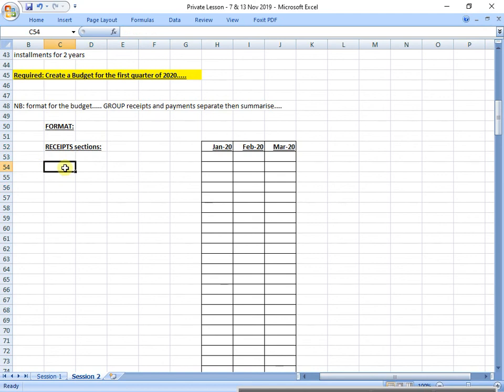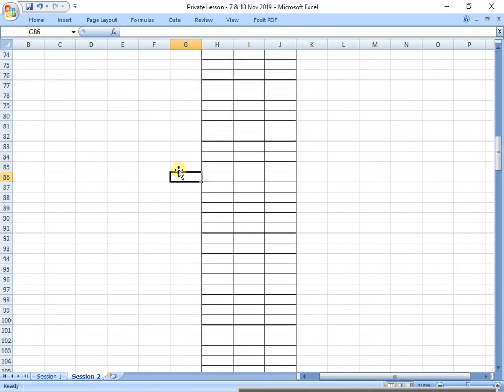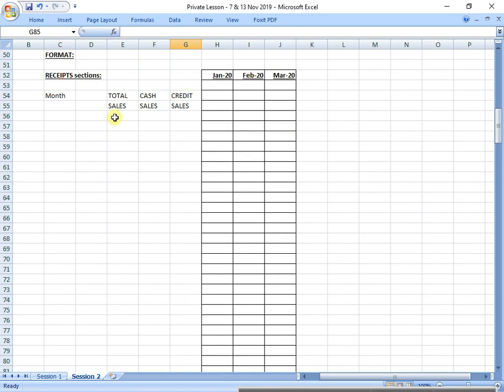So with your receipts, we're going to have to analyze different things. We obviously need the month. Then we need to look at the total sales. And remember, sales is income, right? I'm going to sell something. I can either sell something for cash or I can sell something on credit. Those are the only two ways of selling something. You're either going to sell something where people owe you, or you're going to sell something where they give you cash. So the cash sales and the credit sales. That's what you've got.